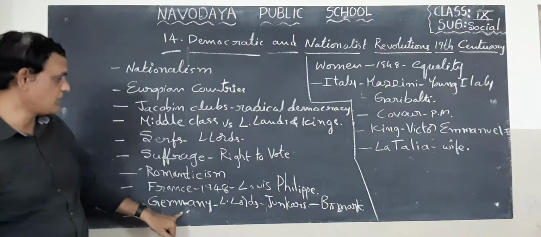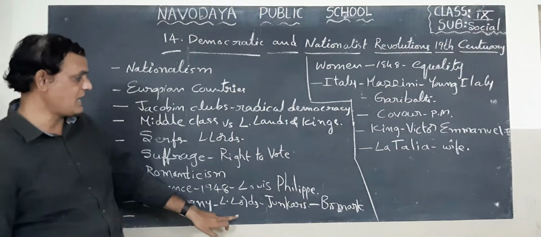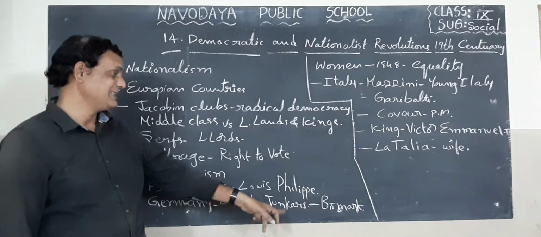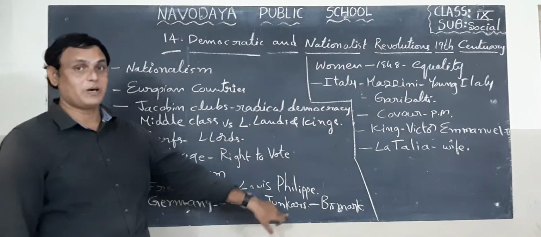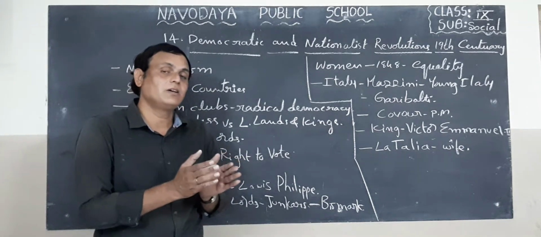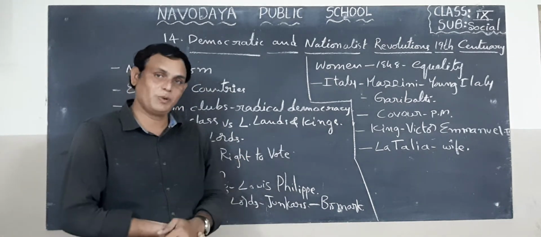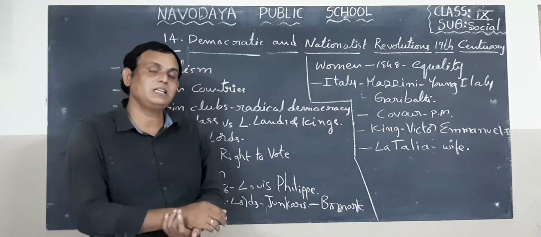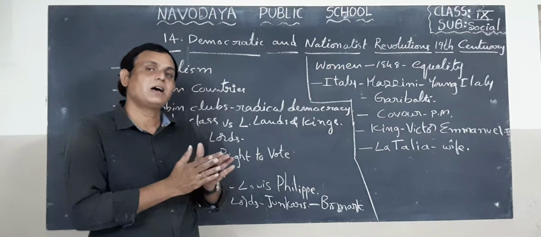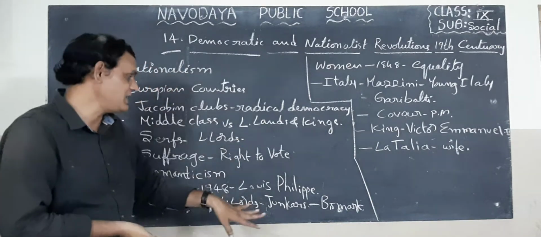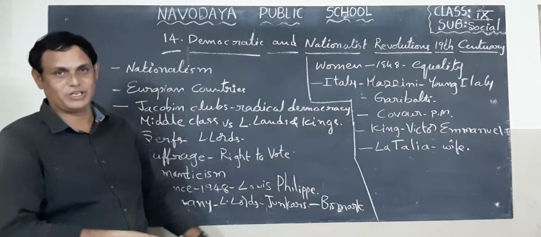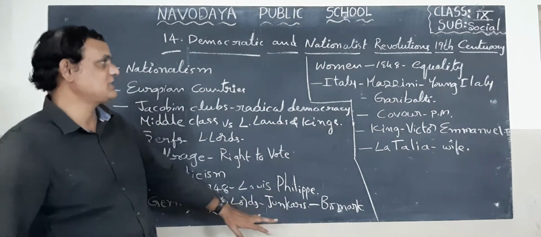Okay. Next one, Germany. In Germany also, landlords are there. The landowners are called Junkers in Germany. But in Germany, Bismarck succeeded in the unification of Germany. He had to fight for 3 years against France, Austria and some other countries. So finally, Bismarck achieved the unification of Germany. That we can see in this lesson.